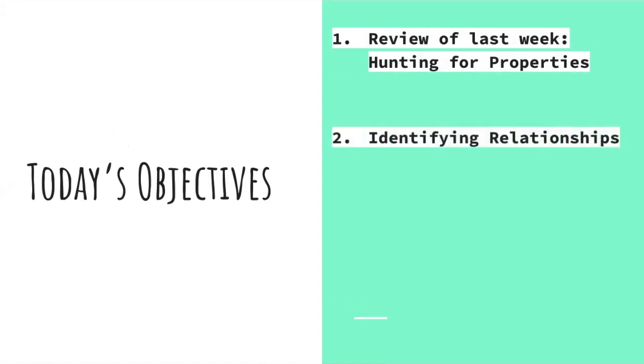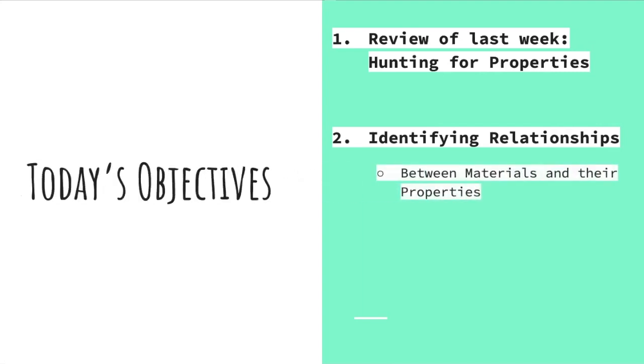After that, we're going to talk about identifying relationships. And this is a practice or a skill in being a scientist, is identifying relationships. The relationships that we are going to compare are materials and their properties. And we actually practiced this last week too. And then the last thing that we'll do today is analyze properties.